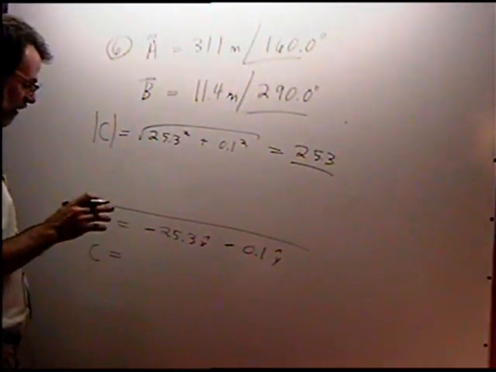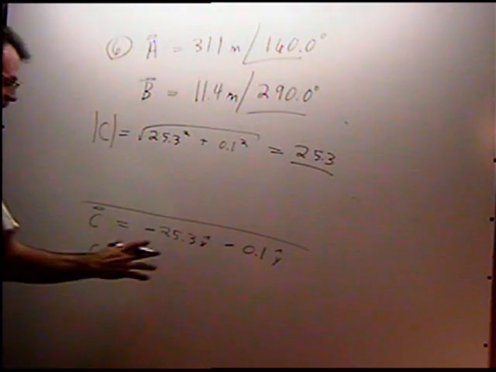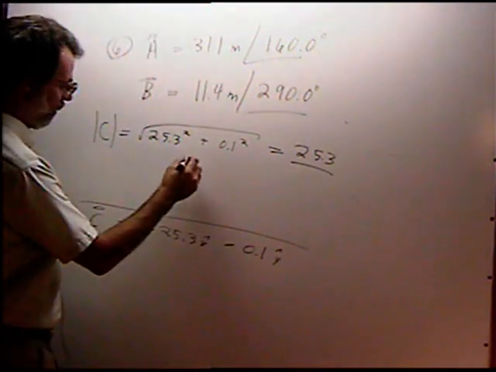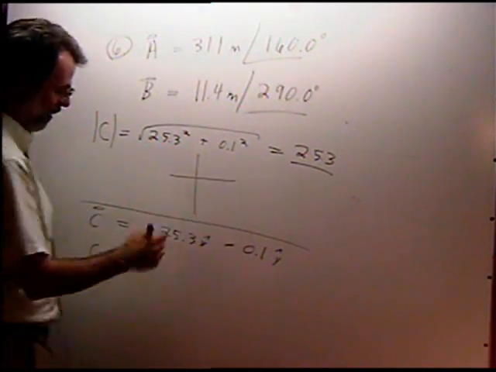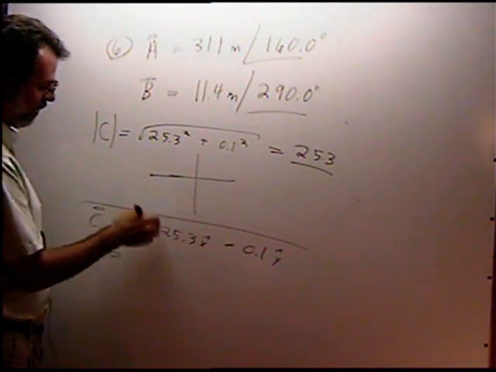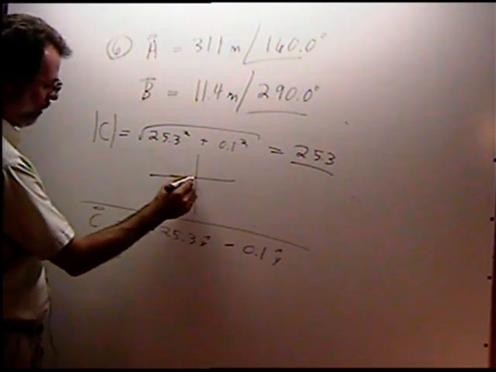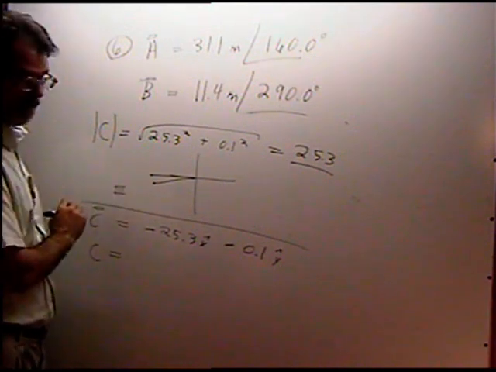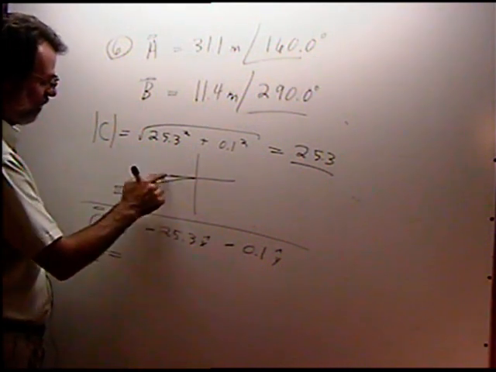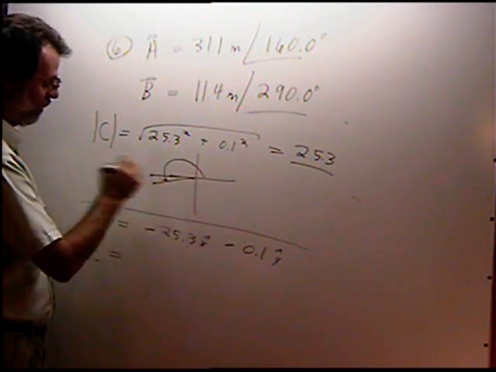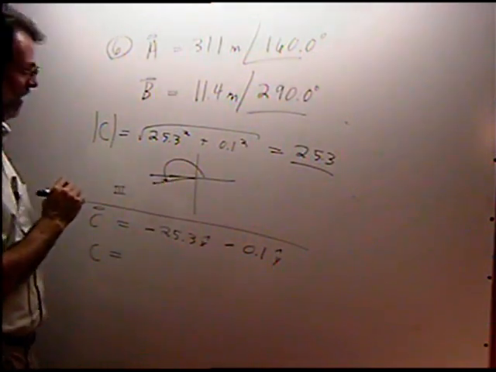Now the angle we have to be very careful of. Notice what quadrant we're in. Draw a little diagram. X is minus, way out here, and the y is minus. So we're just barely into the third quadrant. So this angle is going to be into the third quadrant, and we want this angle here.